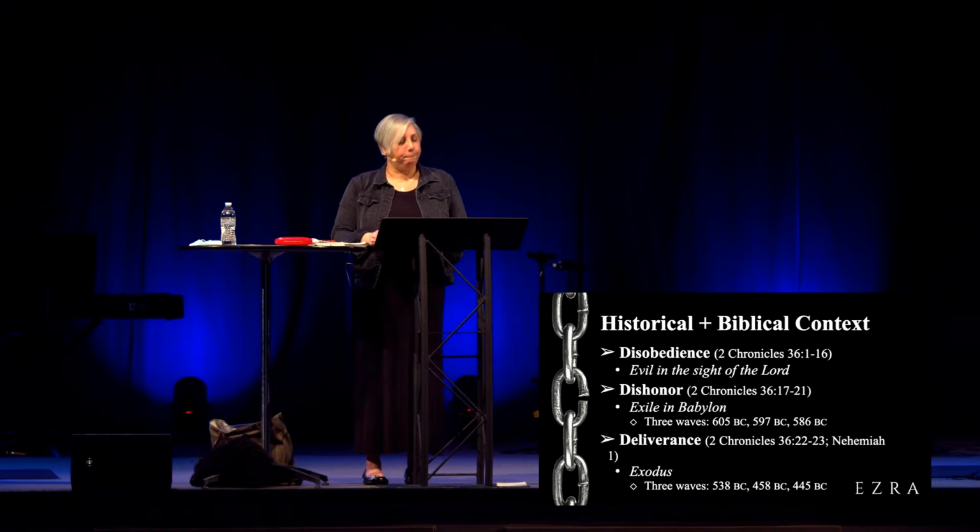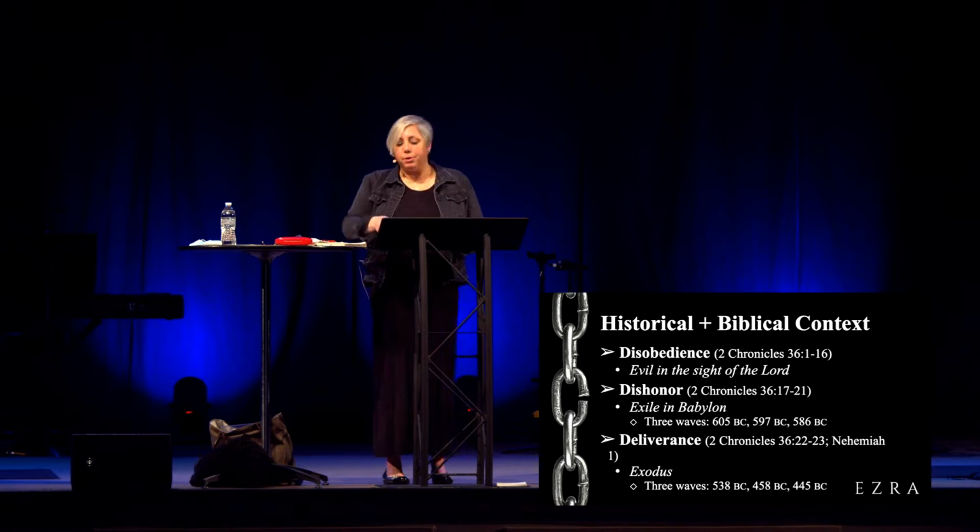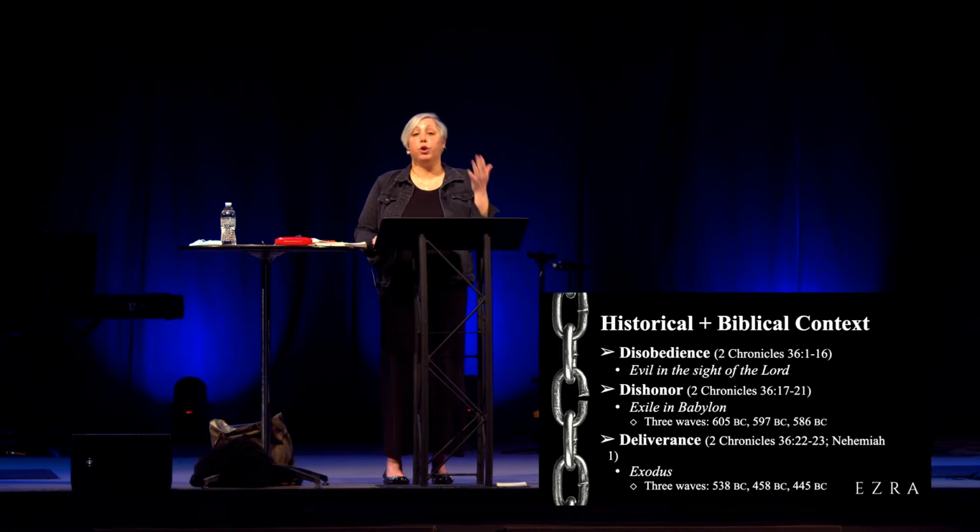So the first thing we're going to look at is disobedience. Josiah was the last godly king of Judah. Chapter 36 begins with Jehoahaz becoming king, not by God's appointment, but by popular demand by the people. Josiah was not the eldest son, and that's normally who would succeed the father. The king set the pattern for life, for good or for ill.